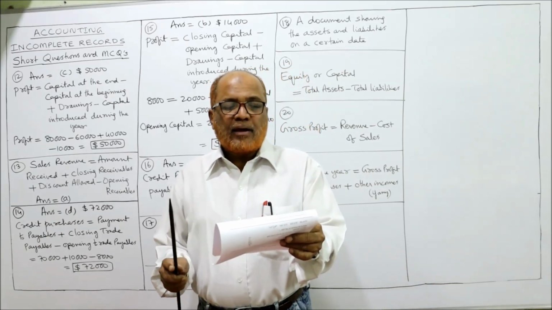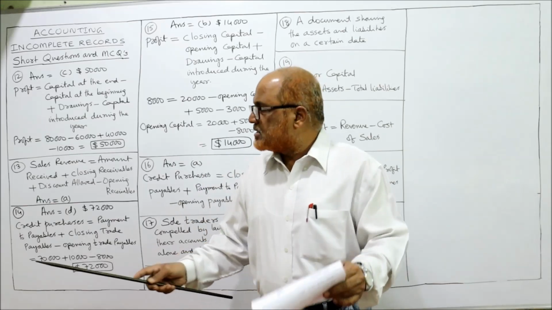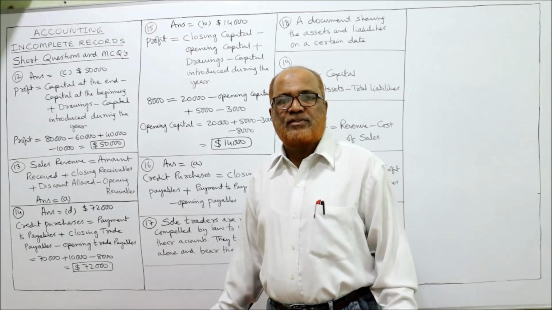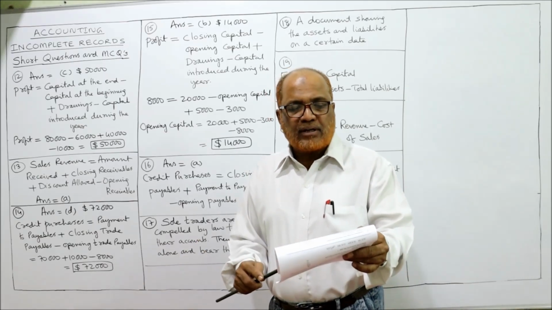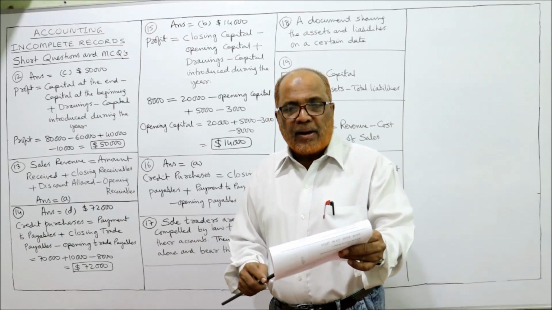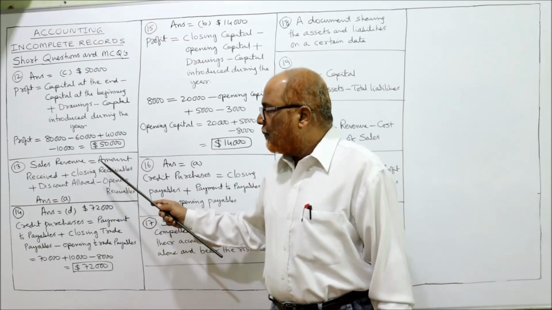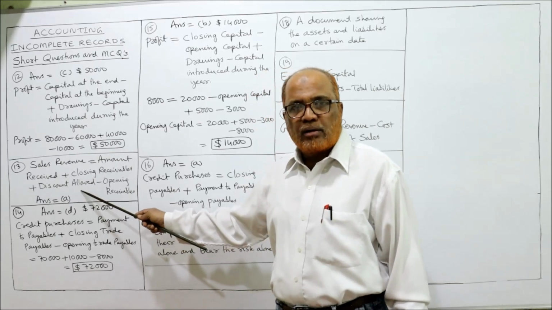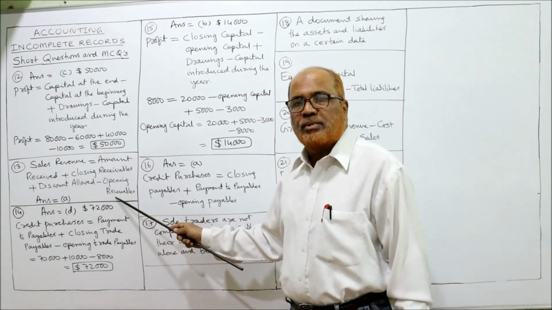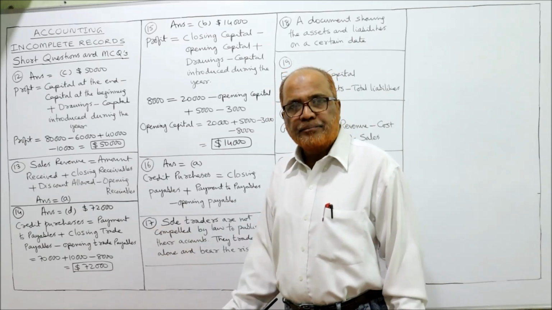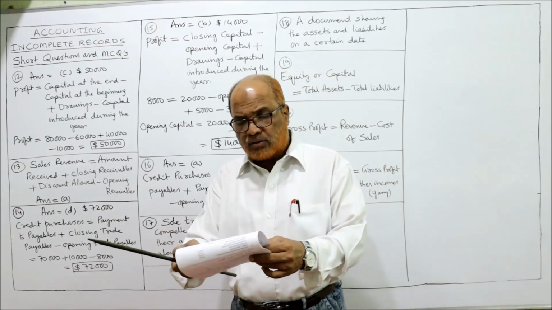For the 13th problem, the answer is A. What is that A? Sales revenue is equal to amount received from the customers plus closing receivables we add up plus discount allowed minus opening receivables. We will get the sales revenue. The answer is A.